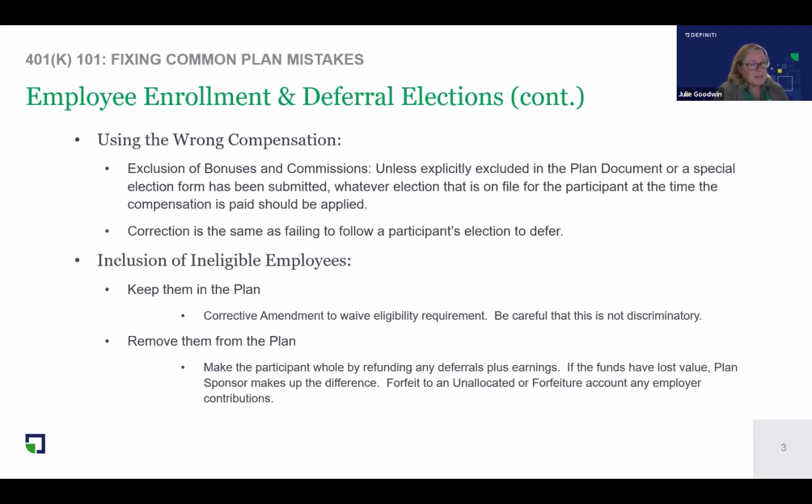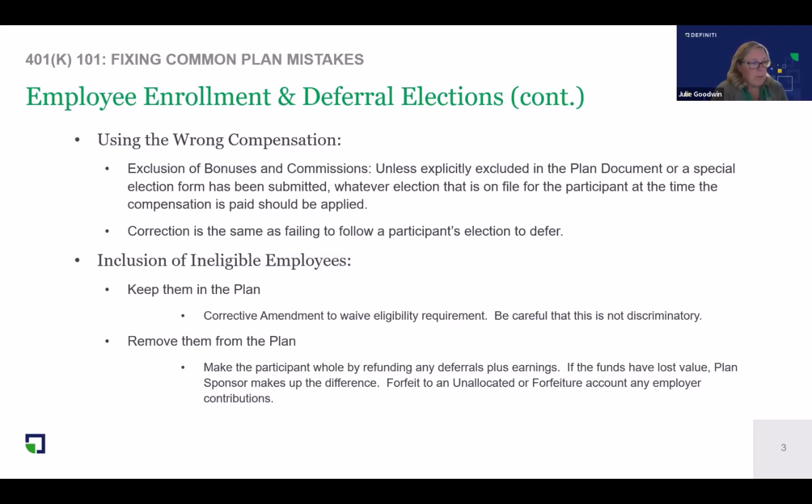If you accidentally hired a new CEO and accidentally let them in a little bit early, that could be viewed as a discriminatory practice. And if it's discriminatory, you could create more problems than you anticipate by letting them in, because now you've let one person in early, and to be non-discriminatory, now you need to let in all these people early, which means you have to make up contributions. So the other option then is to remove them from the plan.